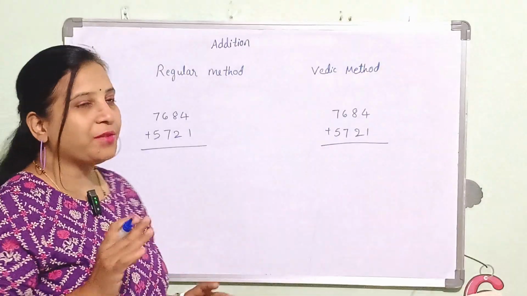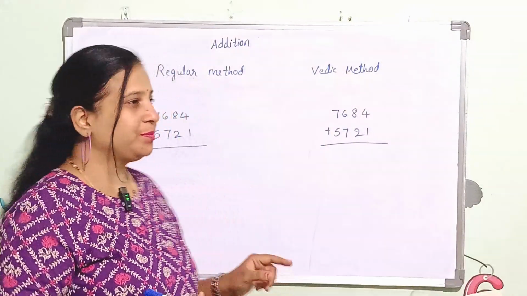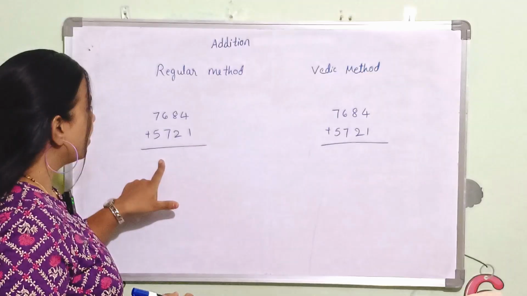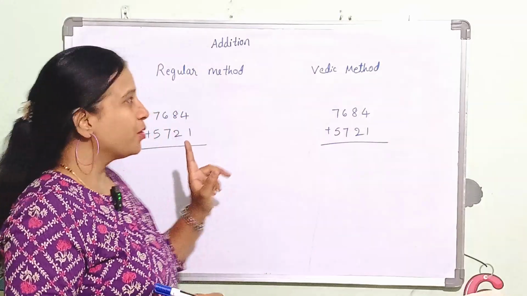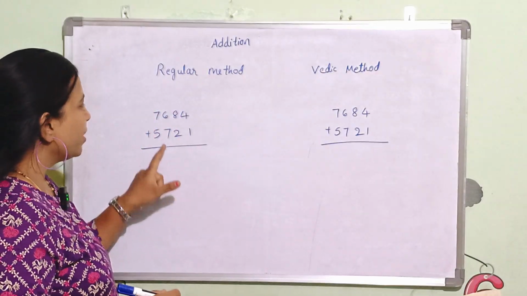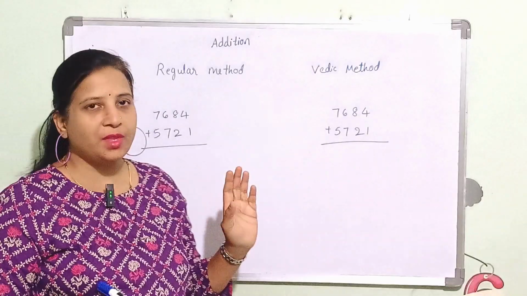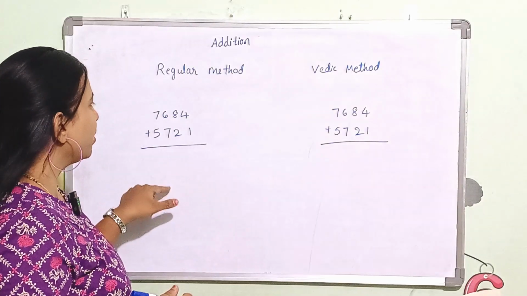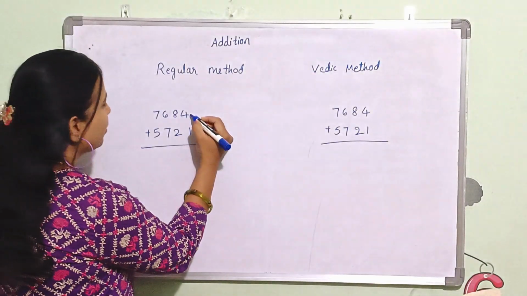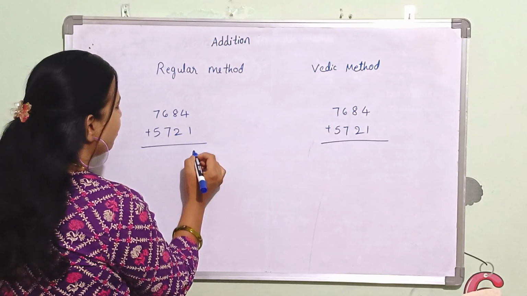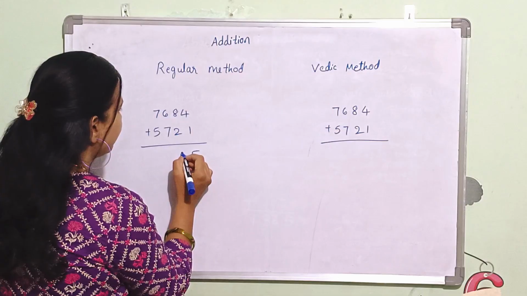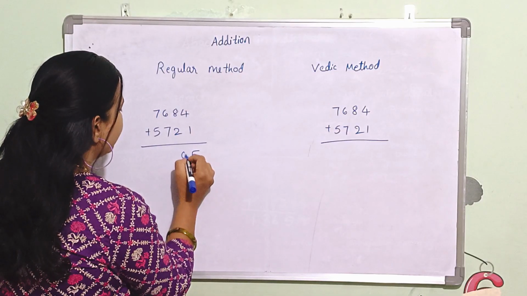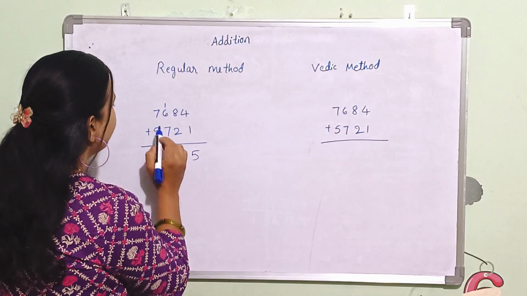So first we'll start with our regular method. So this is our regular method. This is Vedic method. So in regular method, we are going to add the numbers. So 4 plus 1 is 5. 8 plus 2 is 10. So we'll take the carry here.